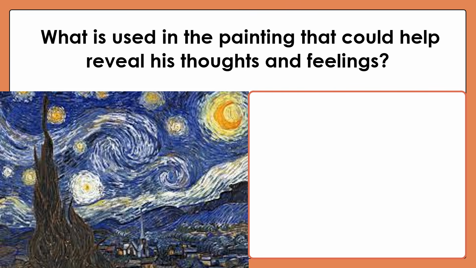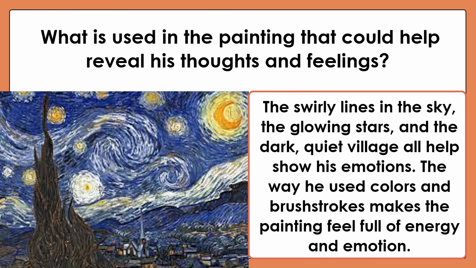What is used in the painting that could help reveal his thoughts and feelings? Possible answer: the swirly lines in the sky, the glowing stars, and the dark, quiet village all help show his emotions. The way he used colors and brush strokes makes the painting feel full of energy and emotion.